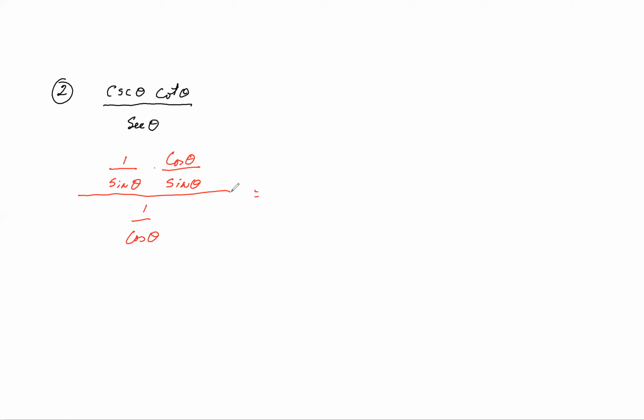And this time we got multiplication of two fractions. Okay, we multiply across. Now we got 1 times cosine over sine times sine, over 1 over cosine. Now we got a complex fraction. The easy way to solve a complex fraction is to apply the double C.